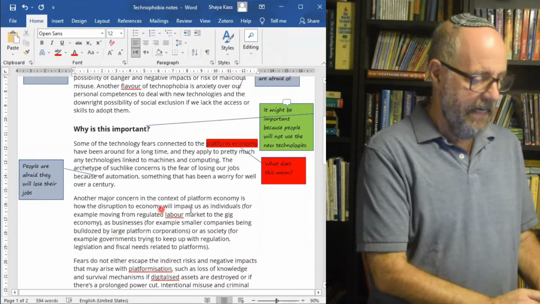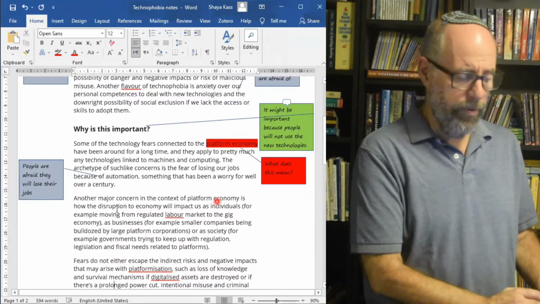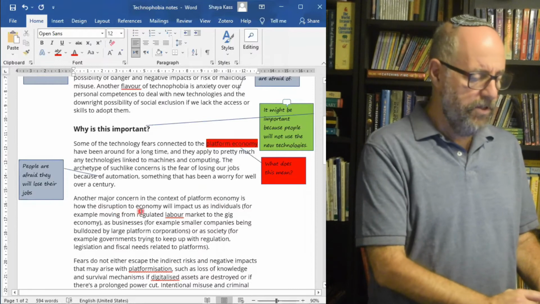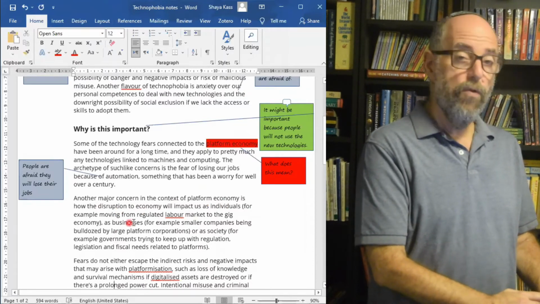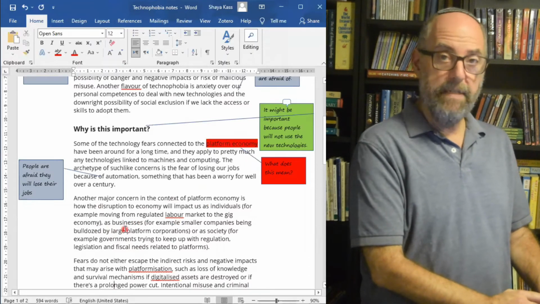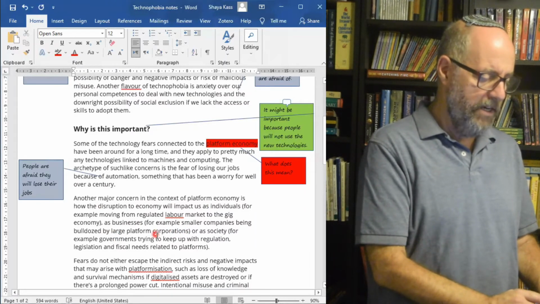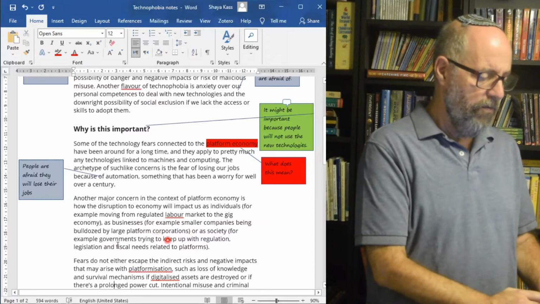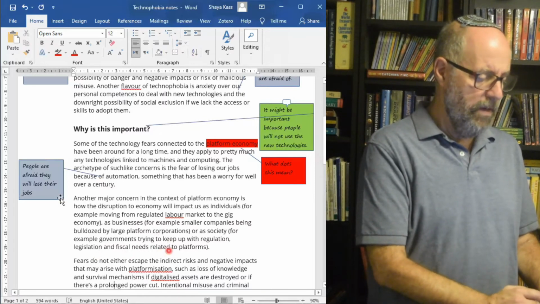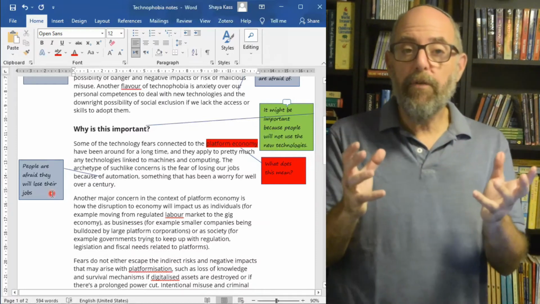Another major concern in the context of platform economy, oh, there's that word again that I still don't understand. This might get important. Another major concern in the context of platform economy is how the disruption to economy will impact us as individuals, for example, moving from a regulated labor market to the gig economy, as businesses, for example, smaller companies being bulldozed by large platform corporations, or as society, for example, governments trying to keep up with regulation, legislation, and fiscal needs related to the platforms. So here what I'm seeing is that there's three different areas of concern.